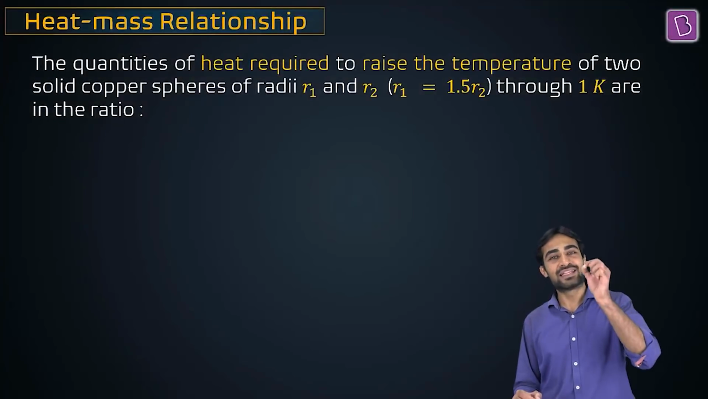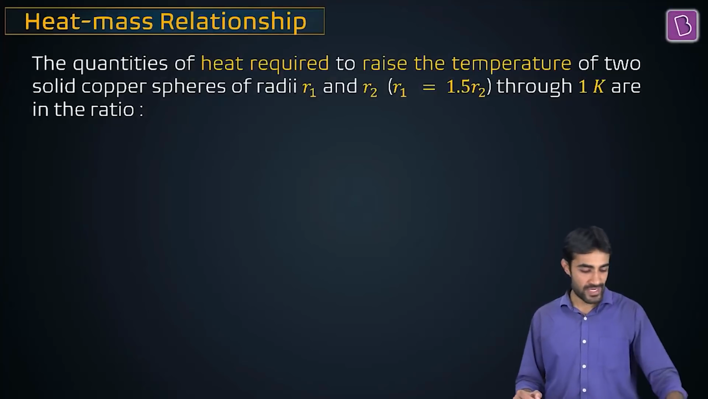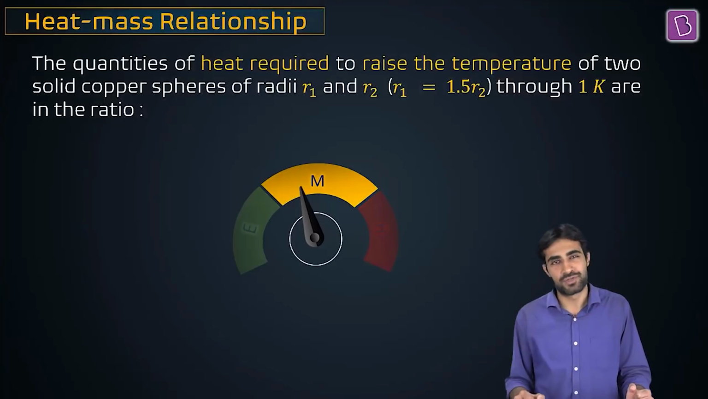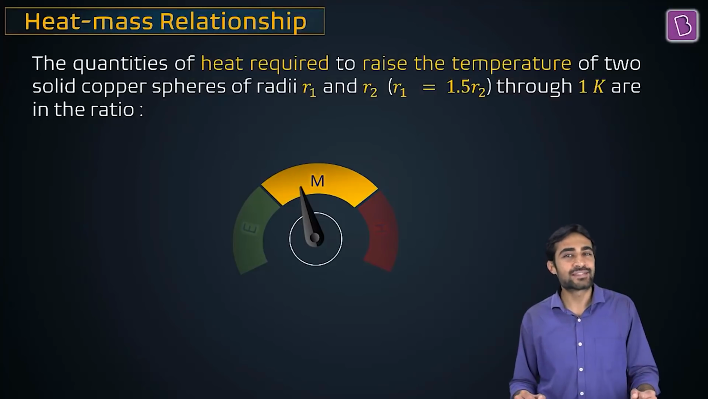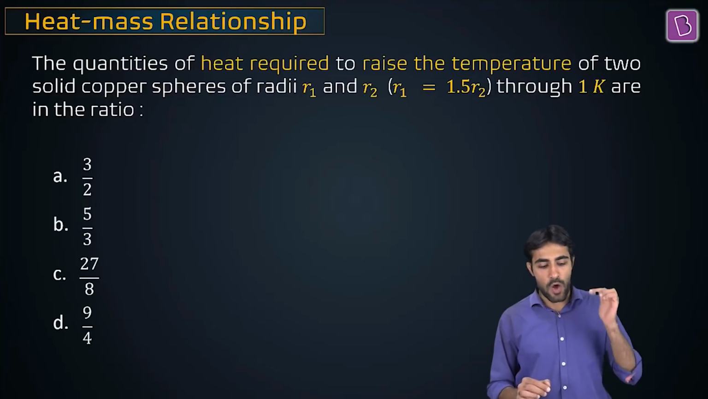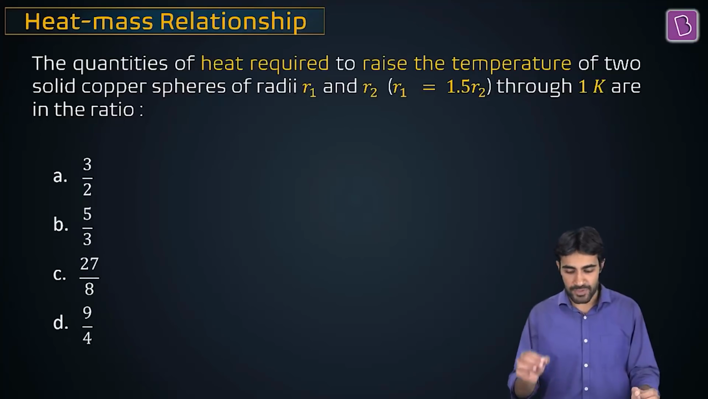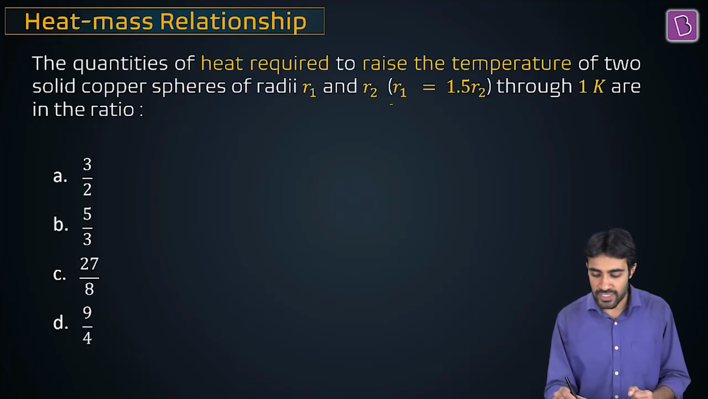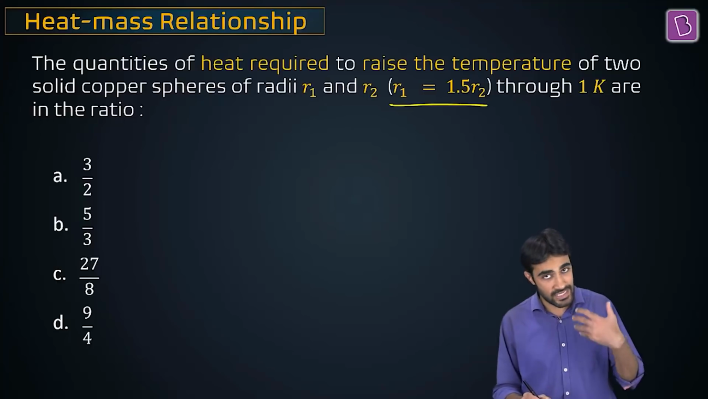Let's have a look at this question based on calorimetry. It's a medium level question, based straight away on a simple formula. The question says, the quantities of heat required to raise the temperature of two solid copper spheres of radii R1 and R2 through 1 Kelvin are in the ratio. So there is some relation between R1 and R2, which is given in the question.